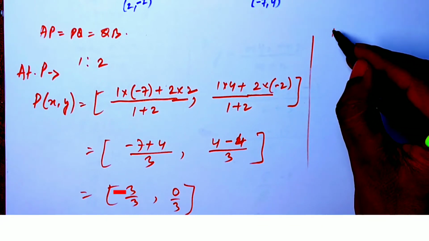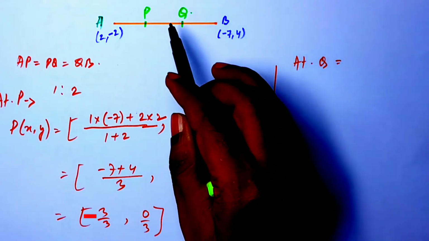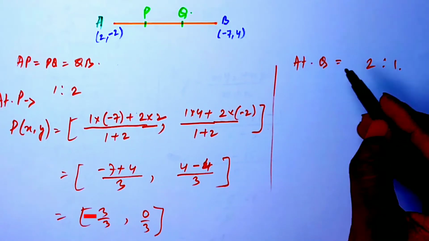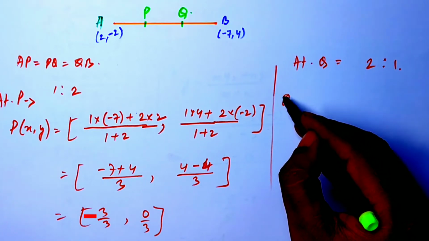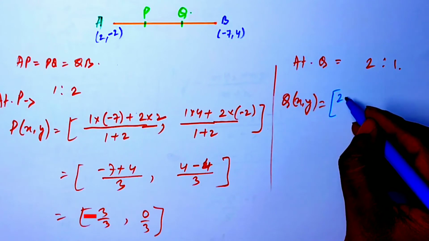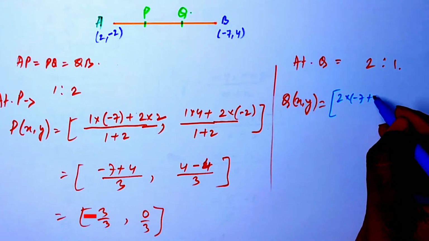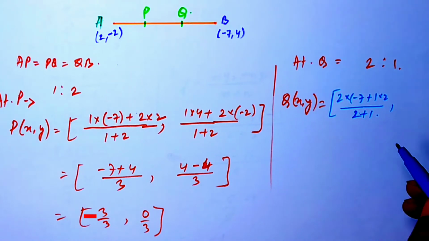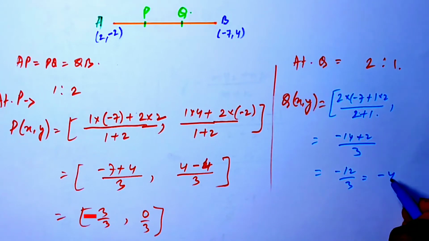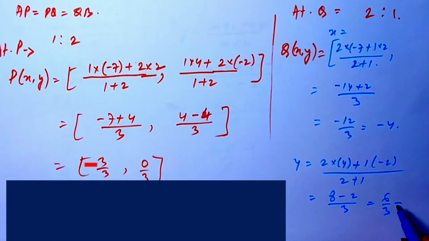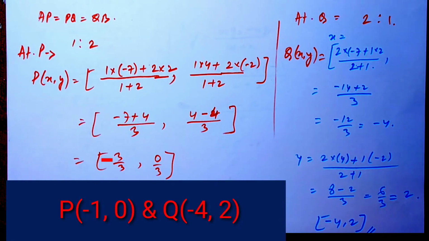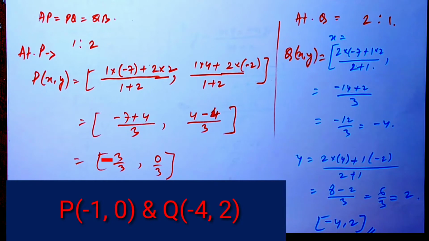And at Q, this divides AB in the ratio 2 is to 1. So by section formula, we have the coordinates of Q. So Q(x, y) will be (2 into -7 + 1 into 2) by (2 + 1). So let us find out first the x value. -12 by 3, which is equal to -4. The x value we have found out. So the y value will be 6 by 3, which is 2. So the answer is the Q value is (-4, 2). This is our answer. So the P value we have and the Q value we have (-4, 2).